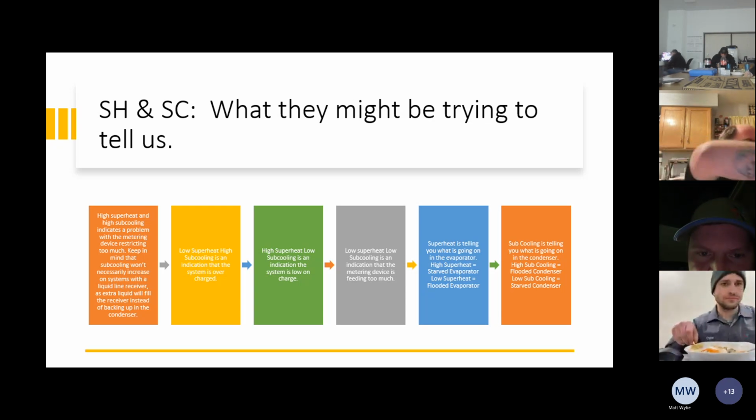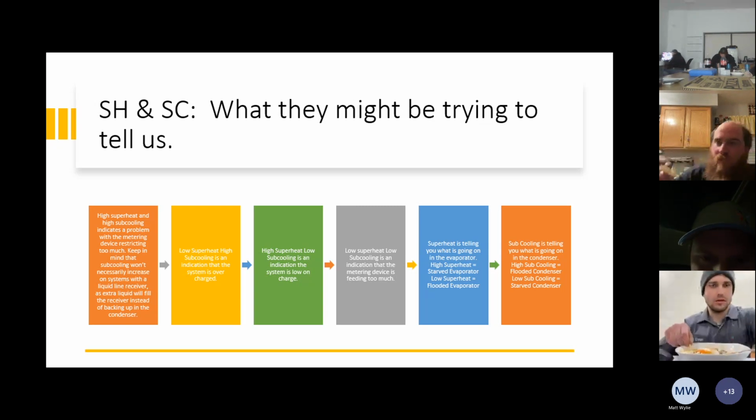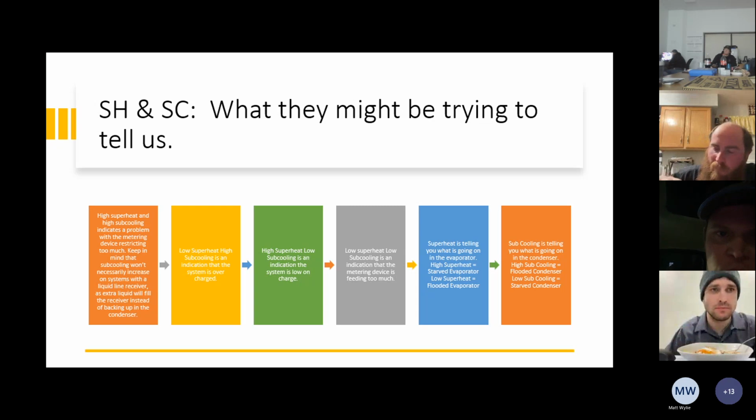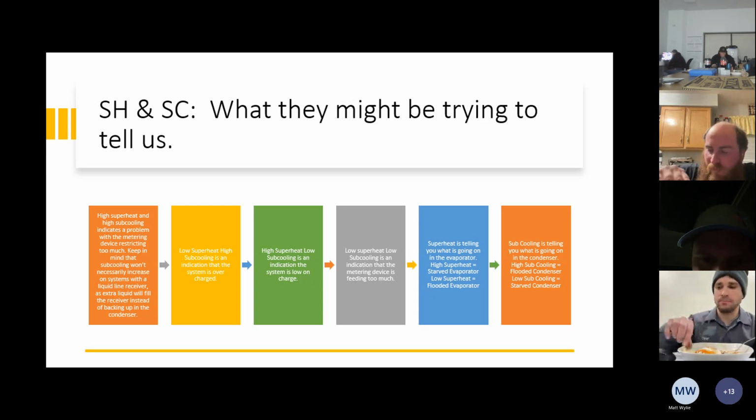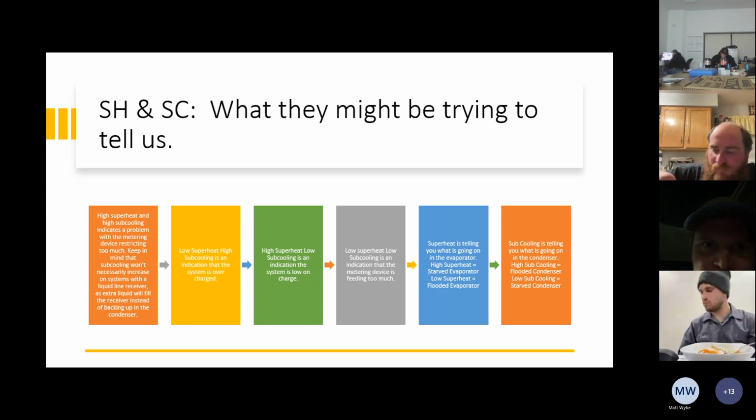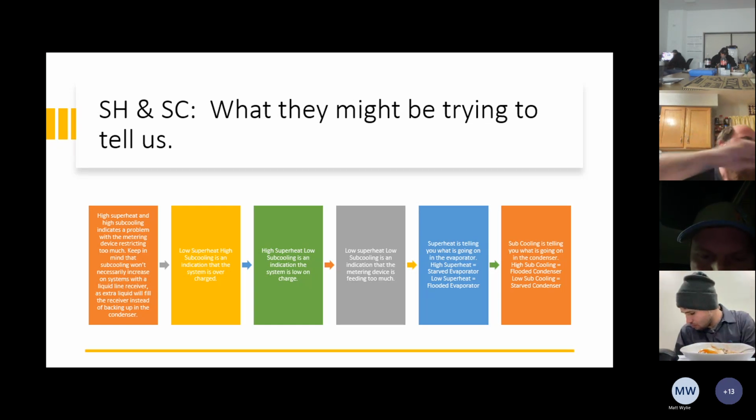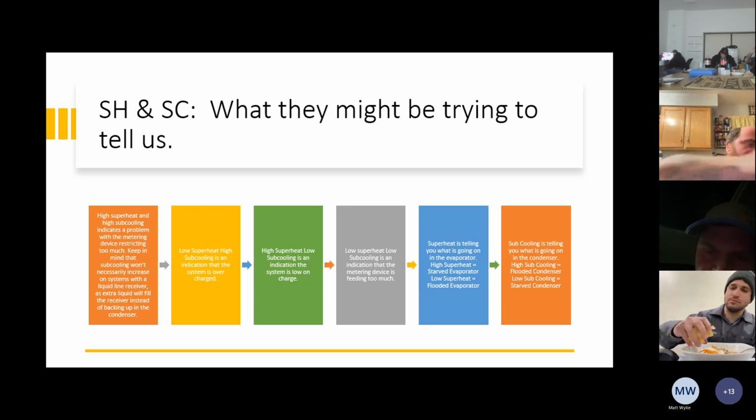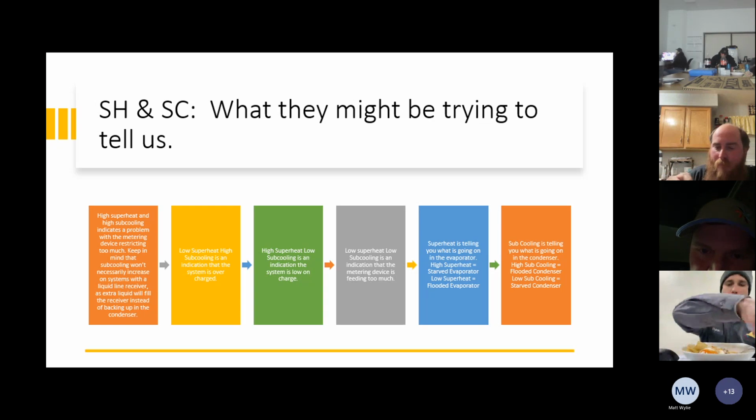Low superheat, high subcooling is an indication that the system is overcharged. High superheat, low subcooling is an indication the system is low on charge. Low superheat, low subcooling is an indication that the metering device is feeding too much. Superheat is telling you what's going on in the evaporator. High superheat equals starved evaporator, low superheat equals flooded evaporator. Subcooling is telling you what is going on in the condenser. High subcooling equals flooded condenser, low subcooling equals starved condenser. Make sense?